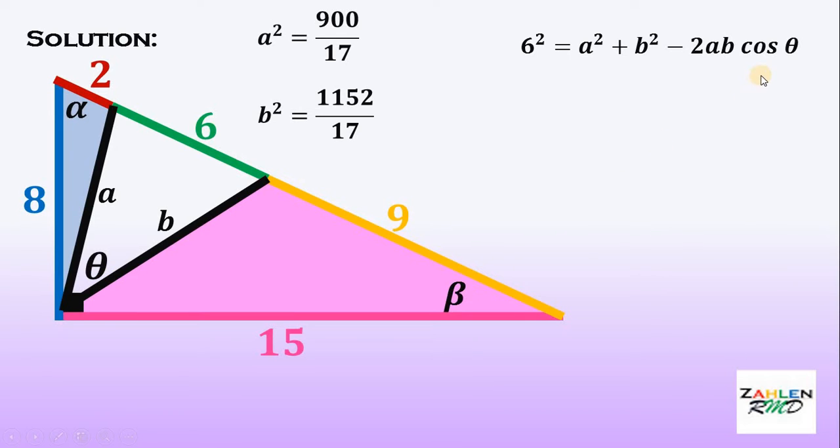Since our goal is to find the angle of theta, let's isolate cosine of theta. If we do that, we get cosine theta equals a squared plus b squared minus 36 all over 2ab. Now, we have the value of a squared. It is equal to 900 over 17. We also have b squared. It is equal to 1152 all over 17.